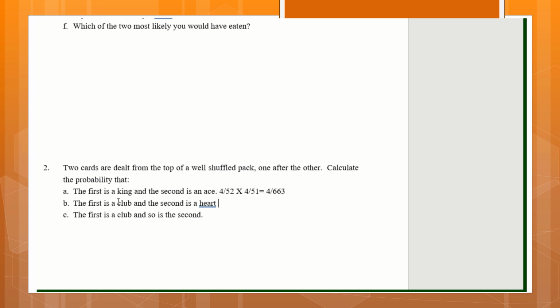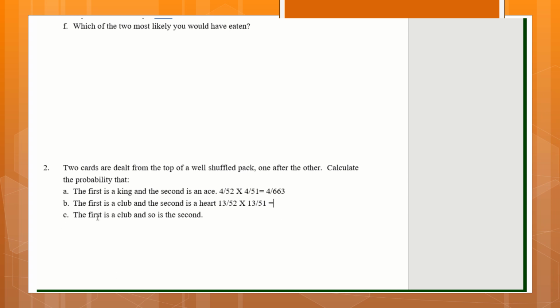Okay, the first is a club. The club is the shape. How many clubs do you have? You have 13 clubs. And the second is a heart. How many hearts? There are 13 of each shape. So the first is a club, the probability is 13 out of 52. Multiply with the second is a heart. There are 13 hearts out of 51. So you multiply and you will get the answer.